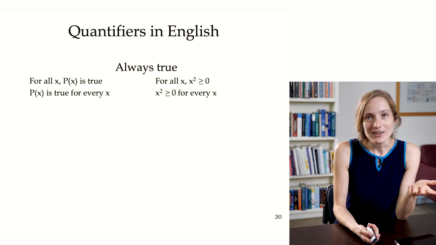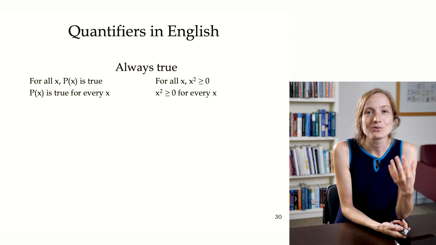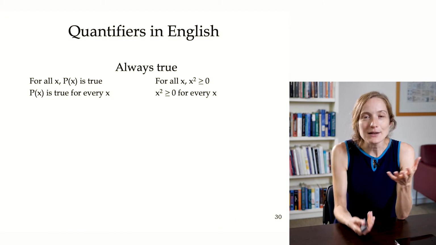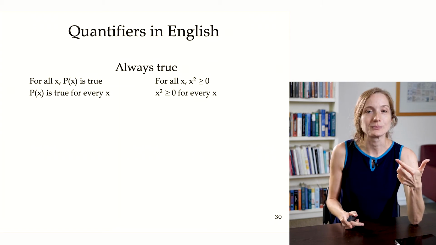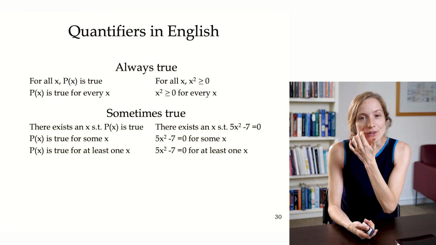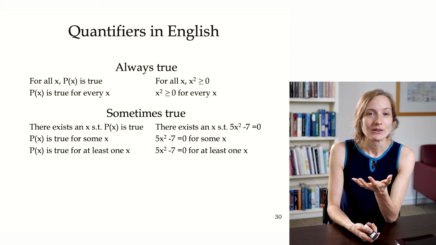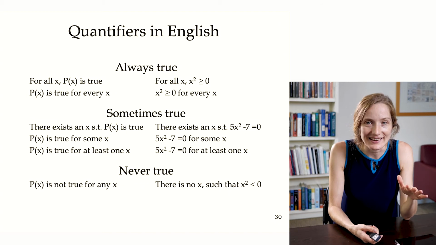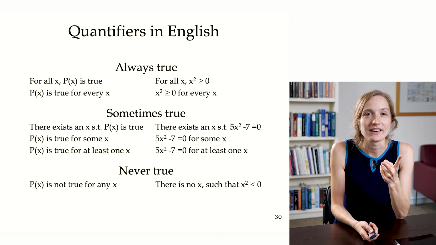Quantifiers are ways of taking these notions of always true, sometimes true, or never true, and translating them into math. Some of the terminology: if I say something like, for all x, P(x) is true, or P(x) is true for every x, versus sometimes true, where there exists an x, or for some x it's true, or for at least one x this is true, versus never, where this is not true for any x. These are going to translate over to two different quantifiers.